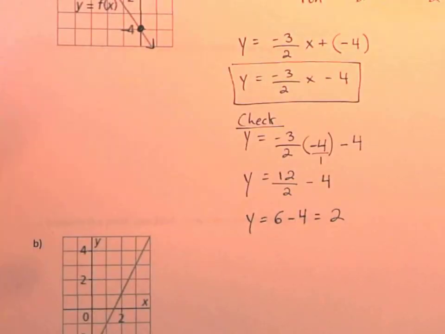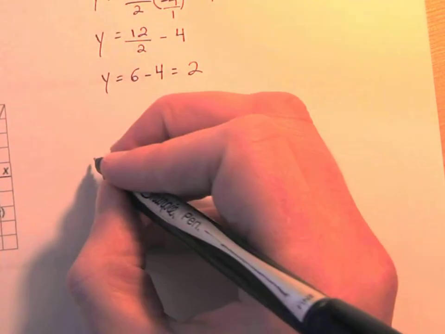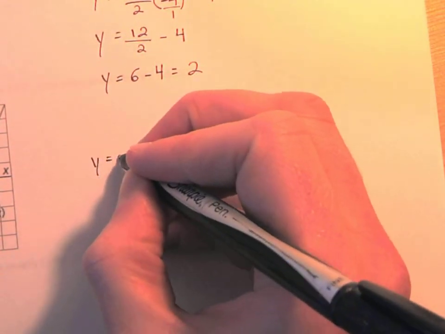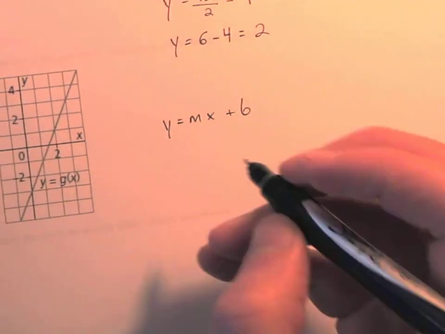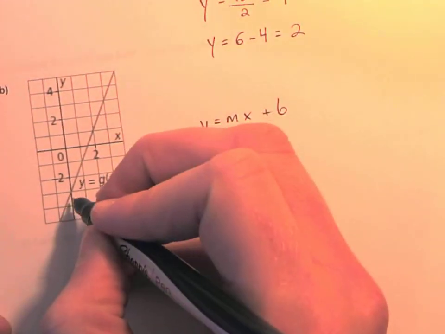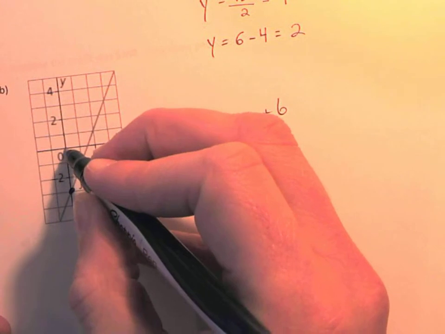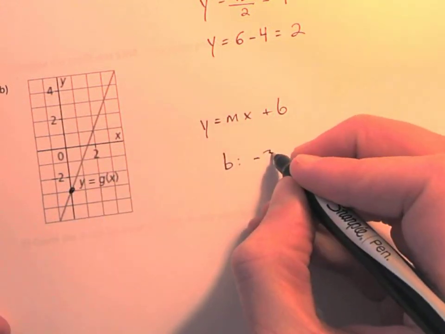All right, let's try question B. Write an equation to describe each function. So we have to write an equation, so I'm going to go y equals mx plus b. Let's find our b value first. Where does it cross the y-axis? Right down here at a value of 1, 2, 3 down. So it has to be a -3.